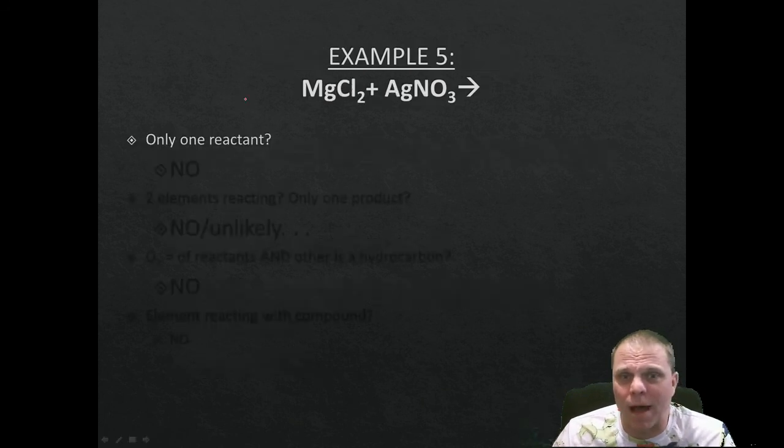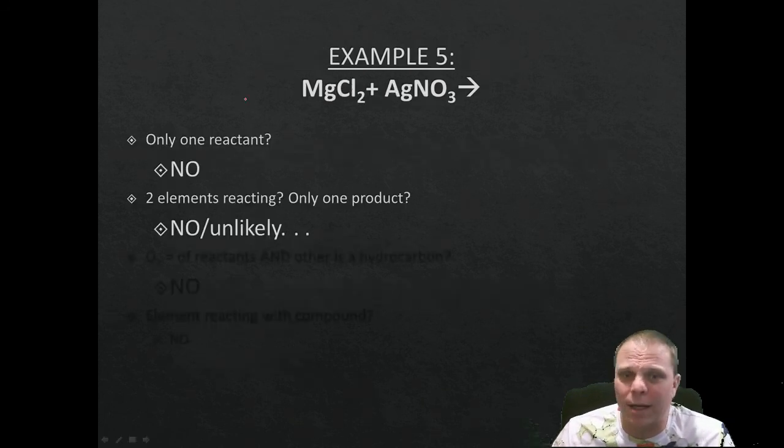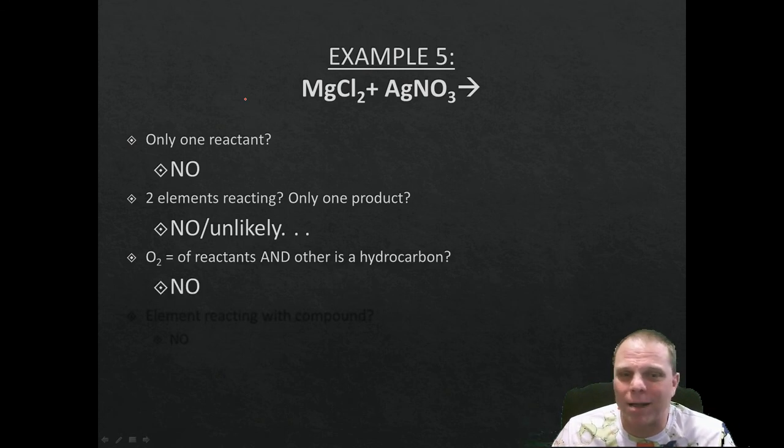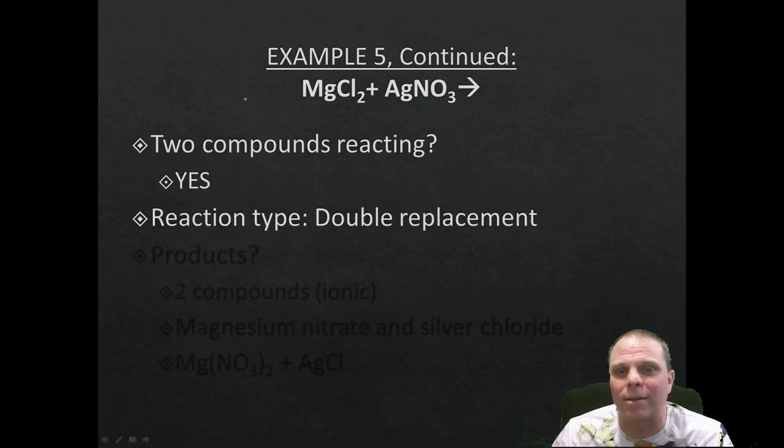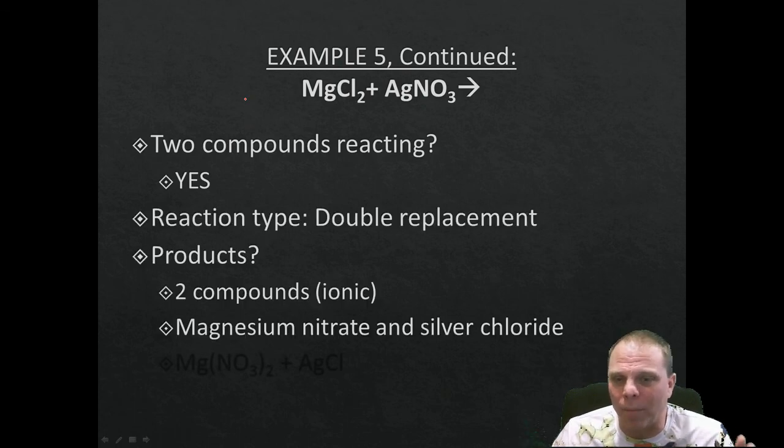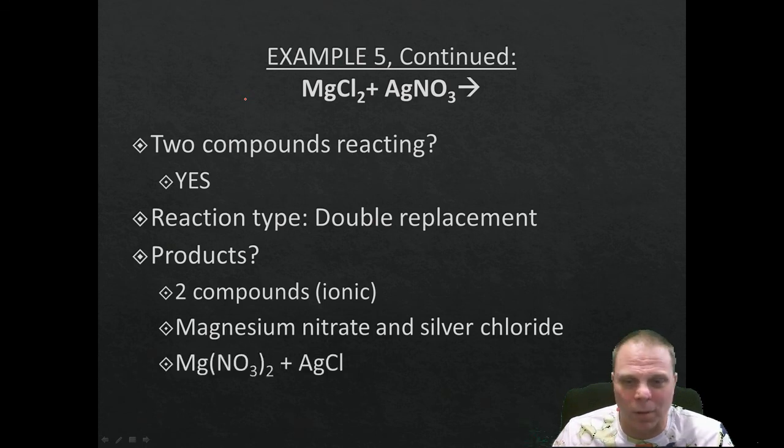And then example 5, only one reactant? No. Two elements? No. Oxygen? No. Element reacting with compound? No. We have two compounds reacting. Yes. So this is double displacement. Magnesium nitrate and silver chloride. They've got to swap partners. So those will be our new compounds. Don't worry about which one is a solid. You'll learn about that later on.